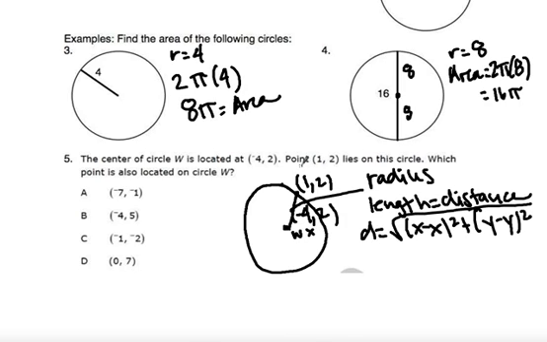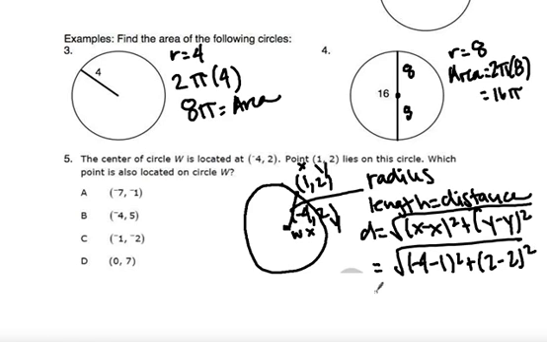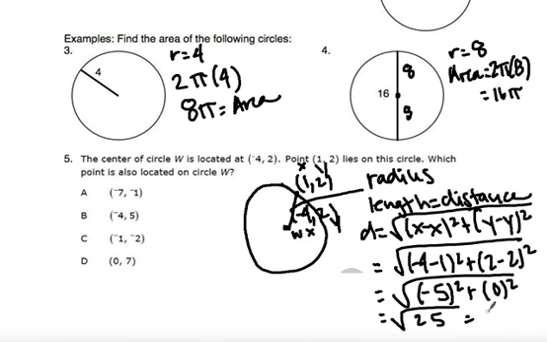So your x's would be negative 4 and 1, your y's 2 and 2. So whenever you plug that in, you would have negative 4 minus 1 squared plus 2 minus 2 squared. Negative 4 minus 1 would give you negative 5 squared, and then 2 minus 2 would just give you 0. So that would be the square root of 25, which would be 5. So what I need to do is find which one of these points is 5 units away from -4, 2.